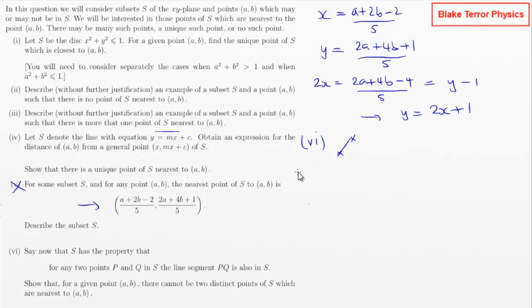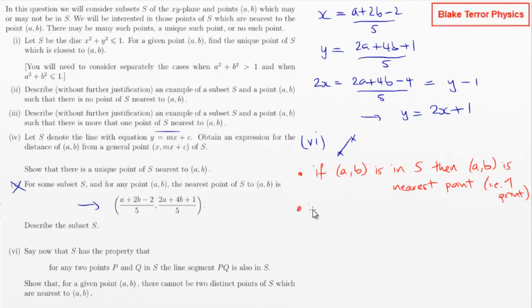So we've got a whole load of things we can say with this then. If AB is in S, then AB is the nearest point. So that is just 1 point, i.e. 1 point.